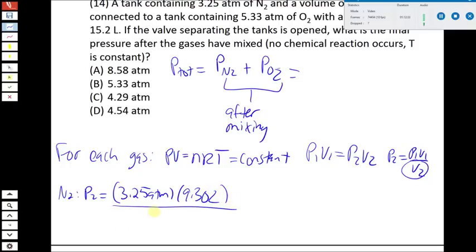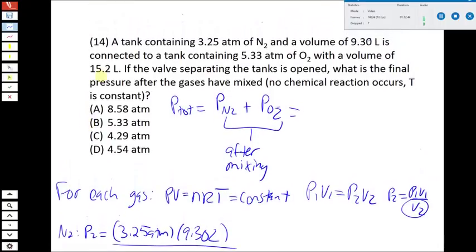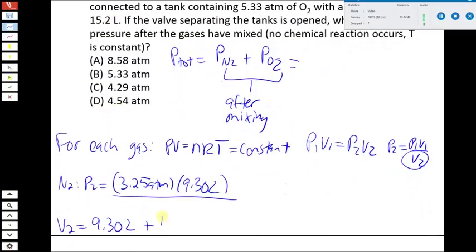And then the final volume V2 for both gases is going to be the sum of the two. So once we mix them together, the combined volume of the two tanks is 9.3 liters for the first tank. The second one is 15.2 liters. And so the combined volume after mixing is going to be 24.5 liters. So for both gases, this is going to be their final volume V2. And so for nitrogen, the final partial pressure is 1.23 atmospheres.